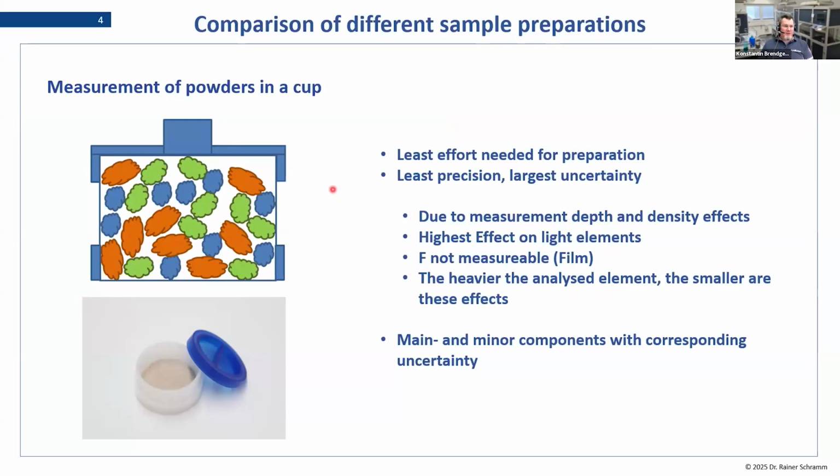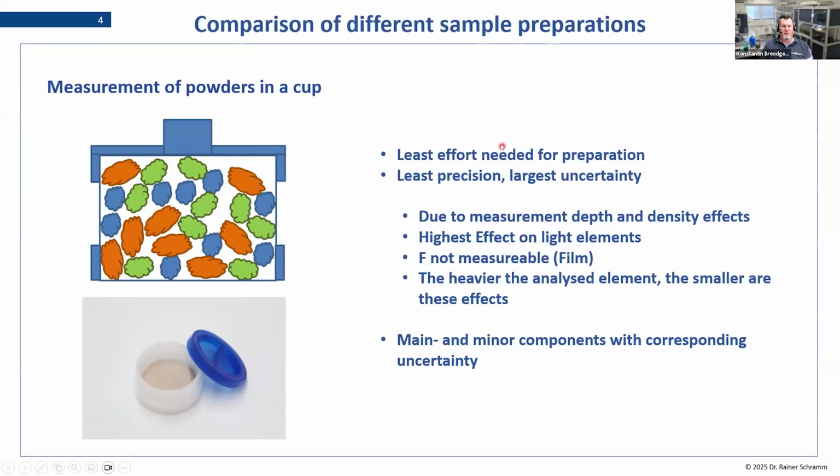So when it comes to powder analysis, the easiest way to do this is to treat them as a liquid, basically. Put them in these sample cups, which are closed off by a thin film at the bottom, and then we analyze it. That takes like 2 minutes, and it's more of an overview thing.